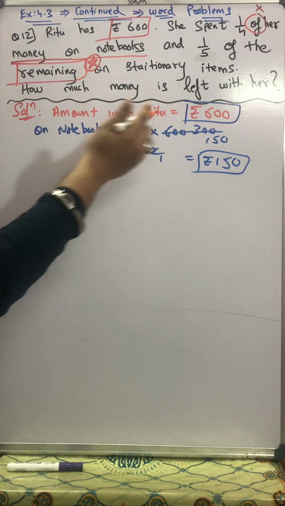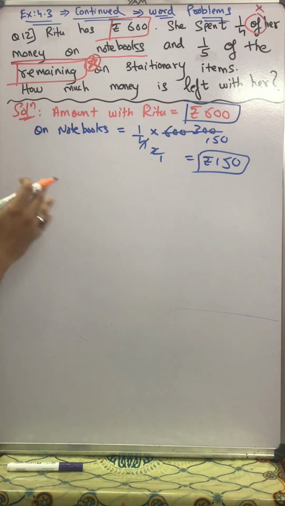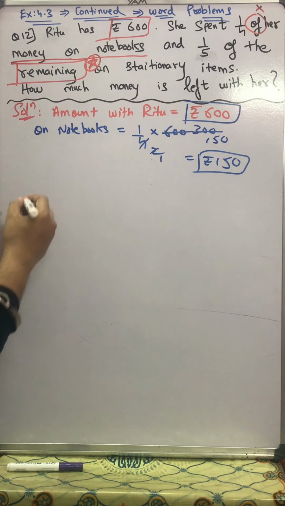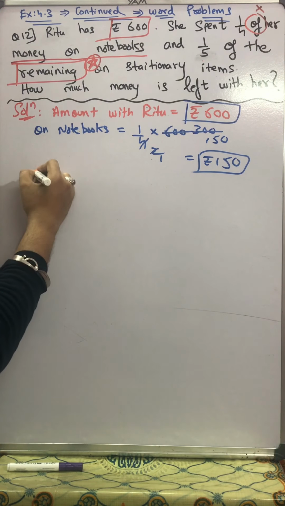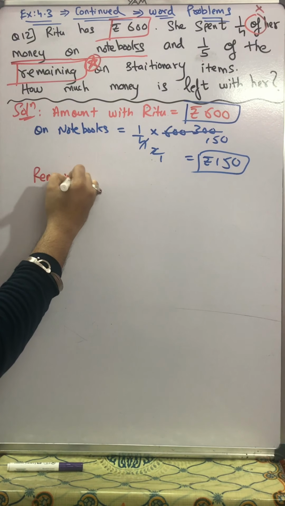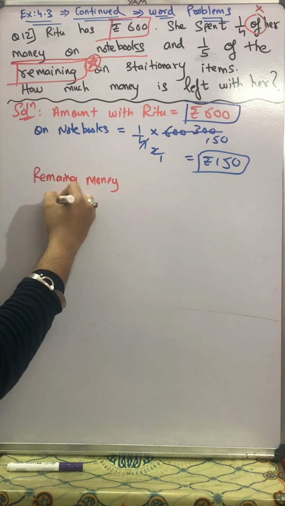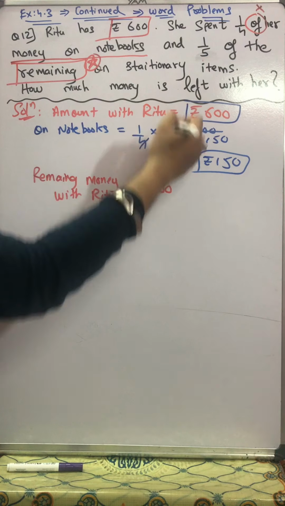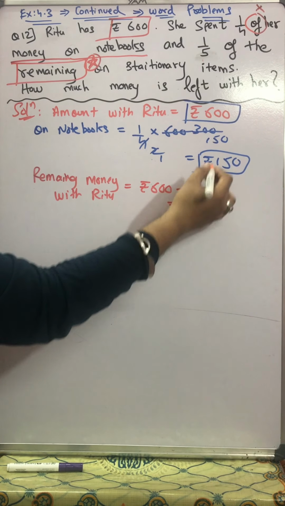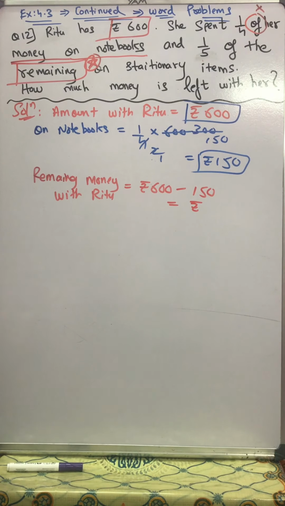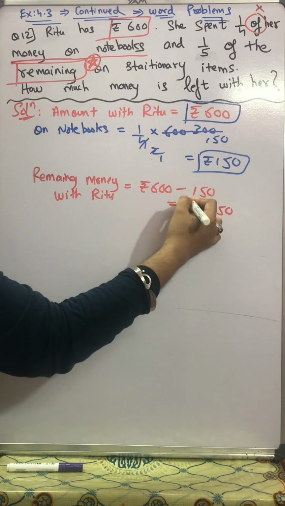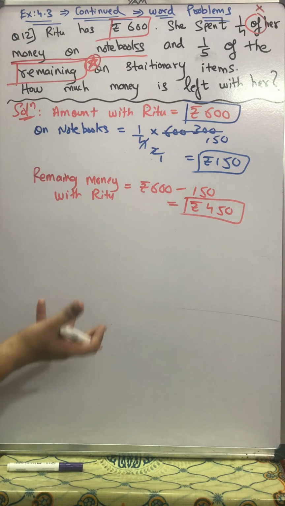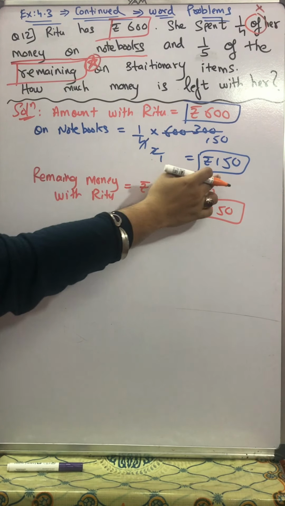Remaining money means out of rupees 600, she spent 150 on notebooks. So 600 minus 150, whatever is the amount, is called the remaining money. It's 450. So now I'll write the remaining money. Remaining money with Ritu is equal to rupees 600, initially she was having, minus 150 she spent on notebooks. 600 minus 150 is 450. Rupees 450. So at present she has rupees 450, which is called the remaining money after the expenditure of rupees 150 for notebooks.